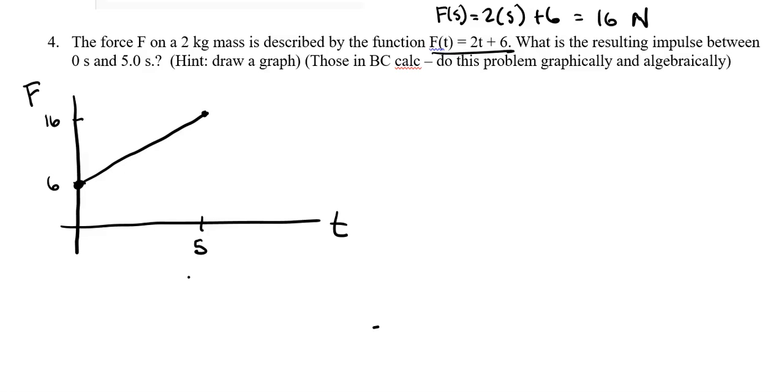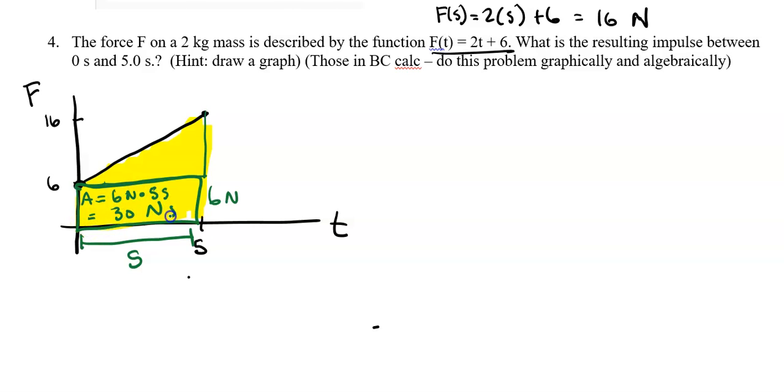Again, we know impulse is going to be the area under the curve of a force versus time graph, so it is going to be this whole entire area. We could use the trapezoid formula, but I find that tricky, so I like to split it into shapes I know. This bottom shape is 6 newtons by 5 seconds, so the area equals 6 newtons times 5 seconds, which is 30 newton seconds.